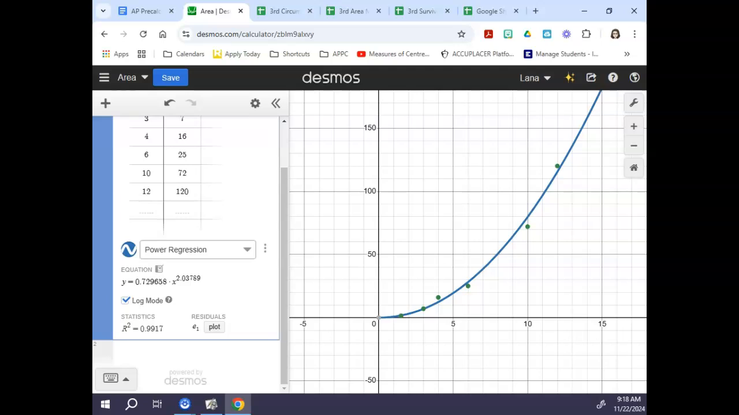So when I clicked it, I have 0.9917. When I unclick it, I have 0.9924. Since that's closer to 1, that's why that's a better function.